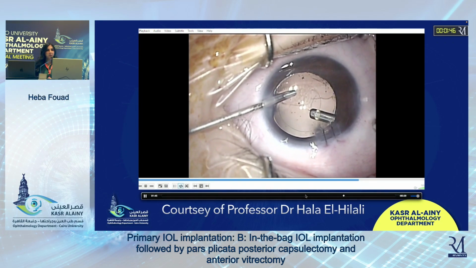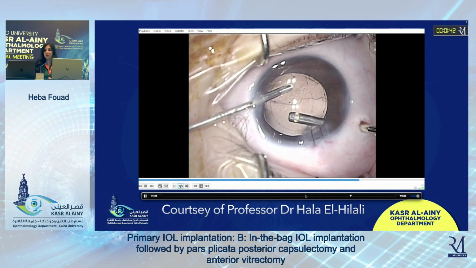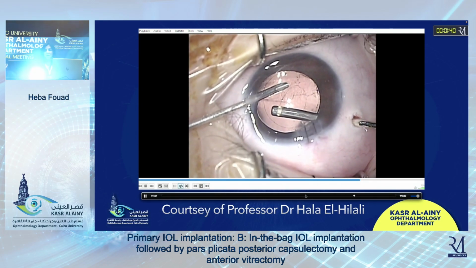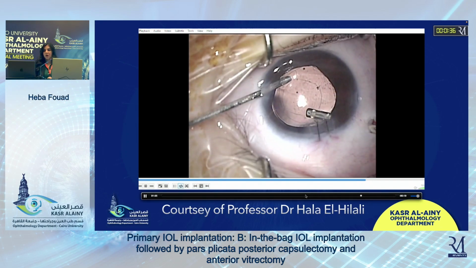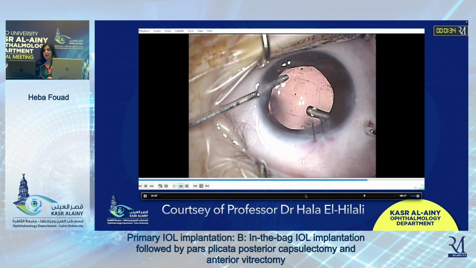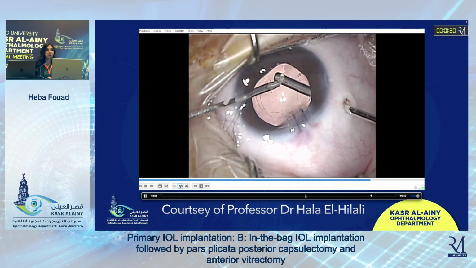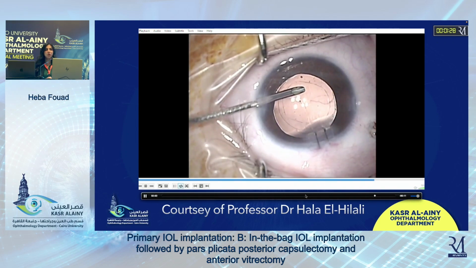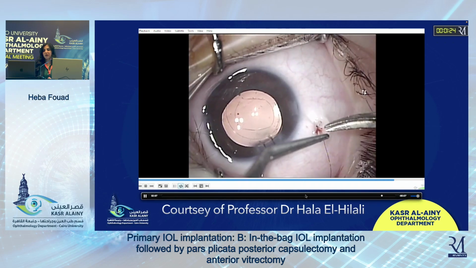The size of the posterior capsulotomy, like my dear colleague Hels mentioned, is at least 4 millimeters. It's usually 1 to 2 millimeters smaller than the optic size. And then we do adequate anterior vitrectomy. There is no end point for the anterior vitrectomy. We cannot say when to stop doing the anterior vitrectomy, but it should be sufficient to prevent the posterior capsular opacification later on.